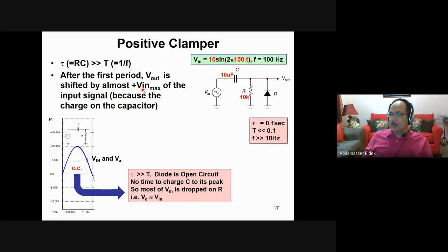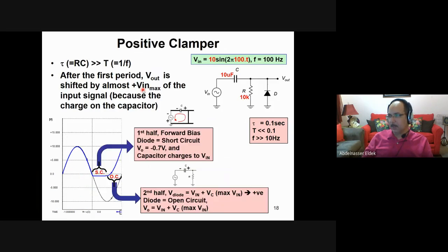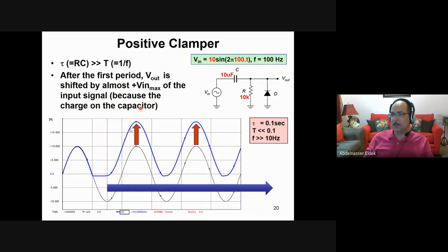Imagine that we have a signal like this one here. This is the input of the circuit, and we need to know what the output is. The output will look like this blue one. So you see here, it is clamping. You add a certain voltage here. If the maximum of the input is 10, the maximum of the output is almost 20. So you add around 20 volts.